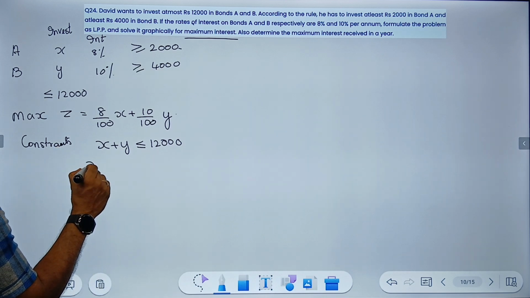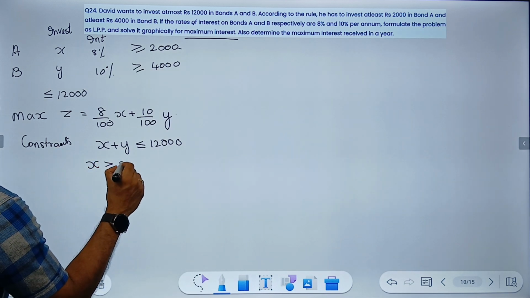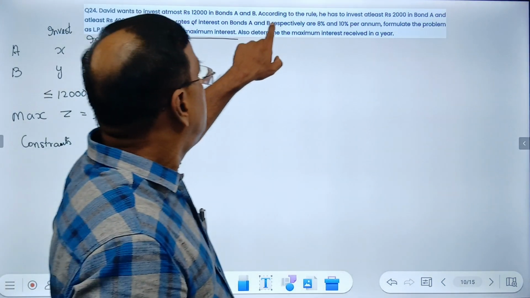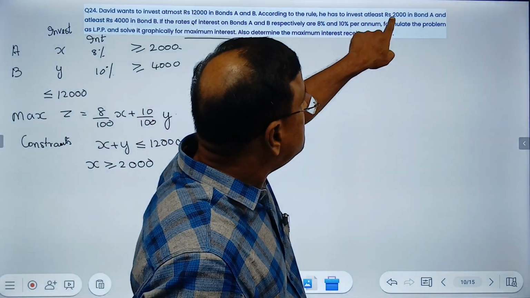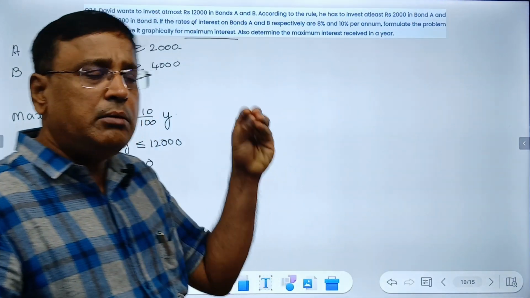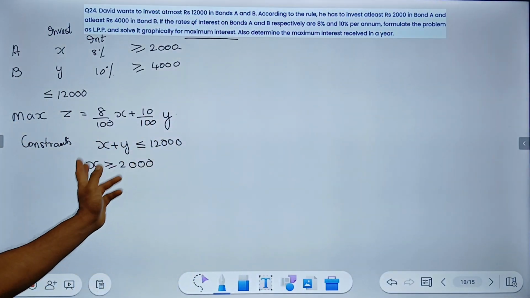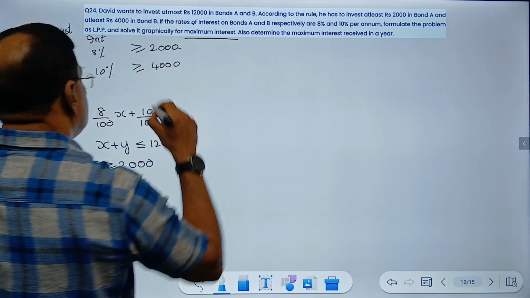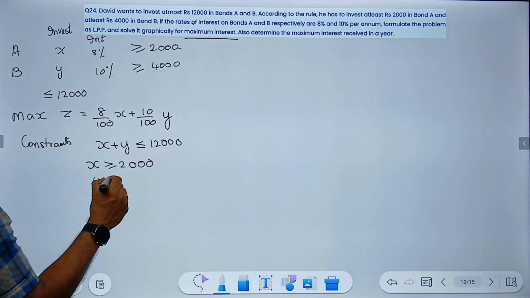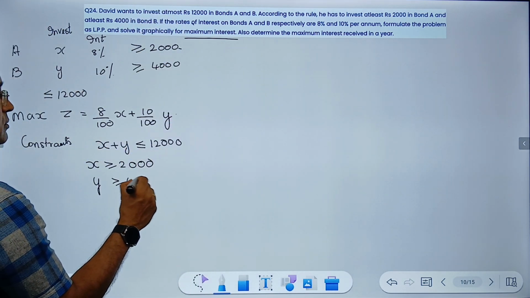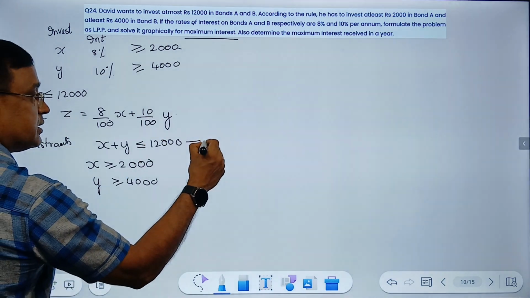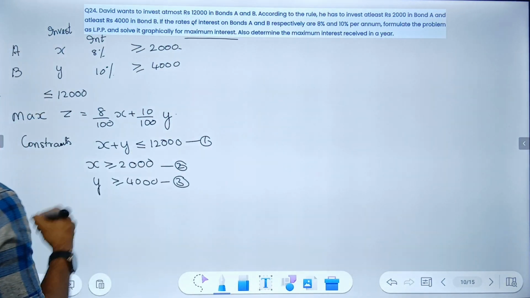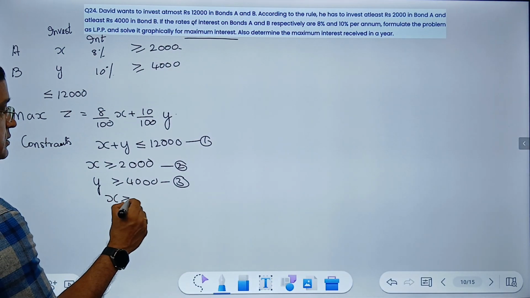for bond A, he is talking about bond A alone. He has to invest at least 2,000 in bond A. So minimum 2,000 in bond A. So X is greater than or equal to 2,000. And at least 4,000 in bond B. What will be that? Y greater than or equal to 4,000. So here there are three constraints. 1, 2 and 3. And finally you have the non-negative constraints.